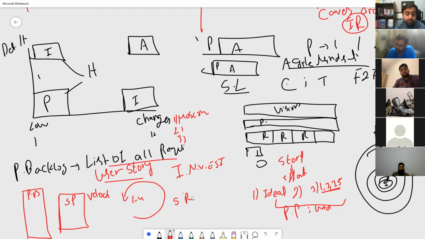Once the sprint review is over, the team sits together to do the sprint retrospective. Retrospective is all about the lessons they have learned. It is a 5-stage process: set the stage, gather data, generate insight, decide what to do, and close the retrospective. So, 5 stages of the sprint retrospective.